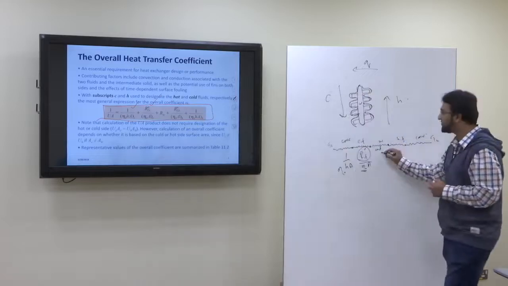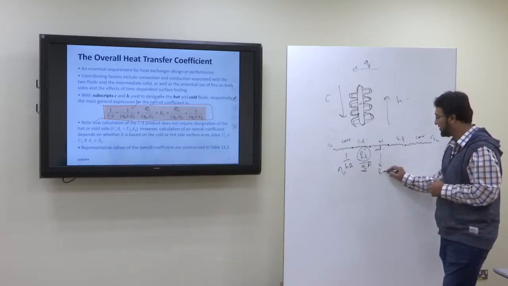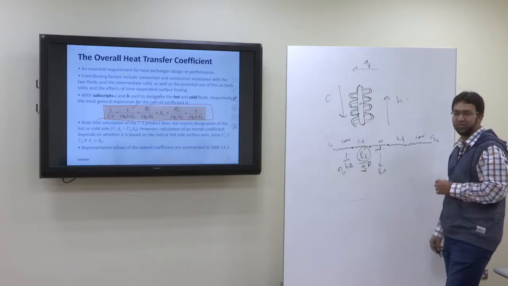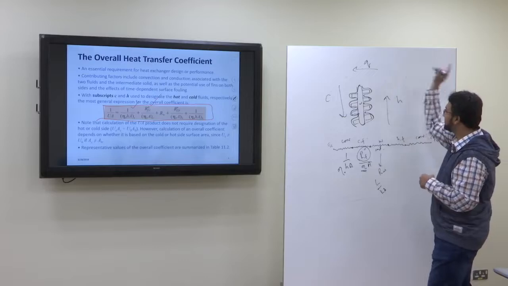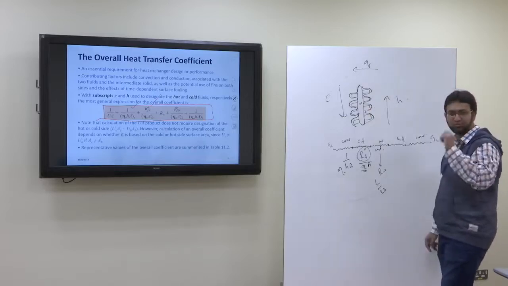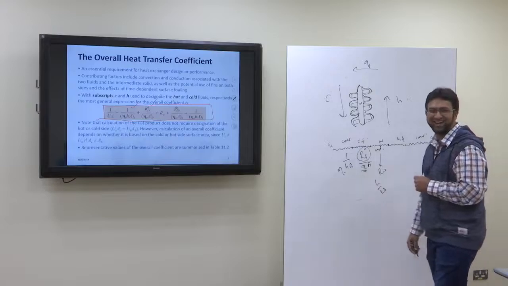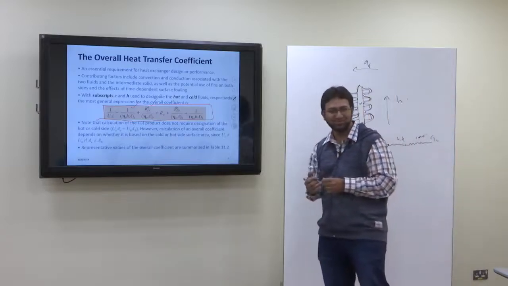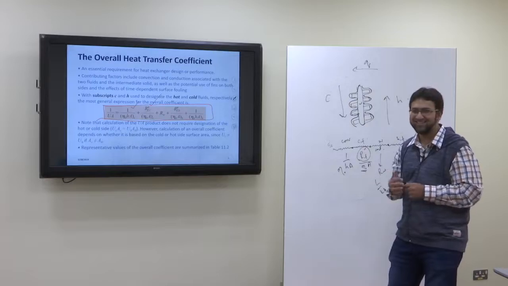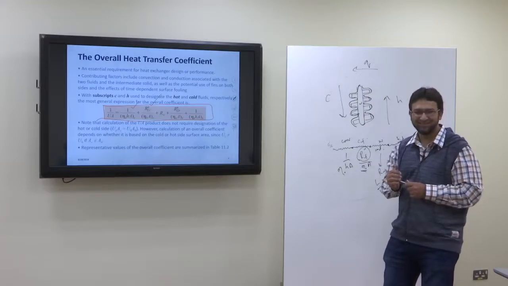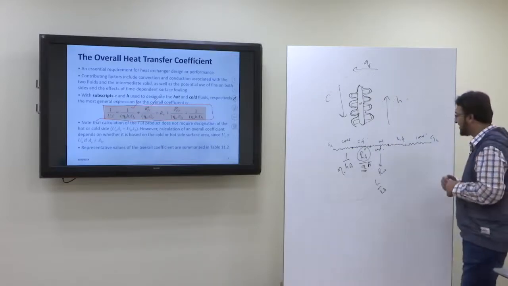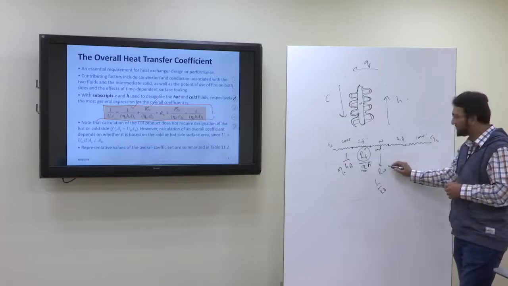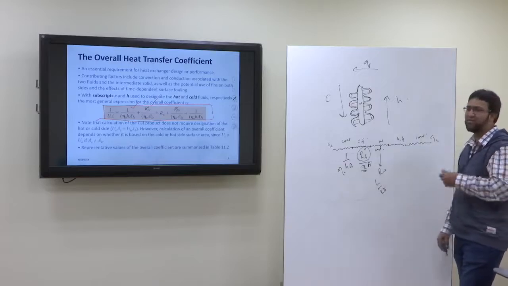Then you have the resistance of the wall. What is the resistance of the wall if it is a plain wall? What's the formula? L over kA. But if it is a tube, suppose this is a tube, what will be the resistance of the wall of the tube? ln(r2/r1) divided by 2πLk. So this is the resistance of the wall.